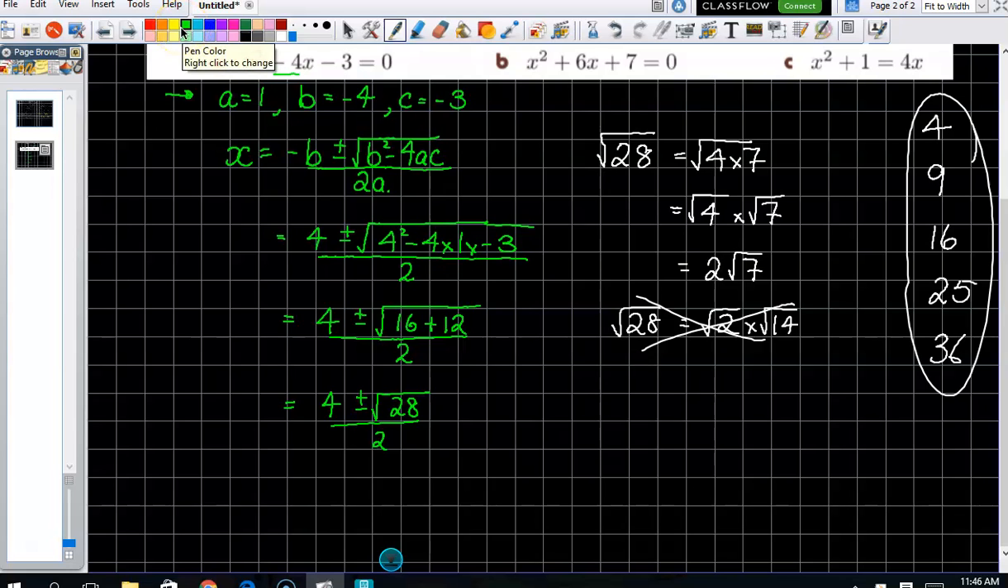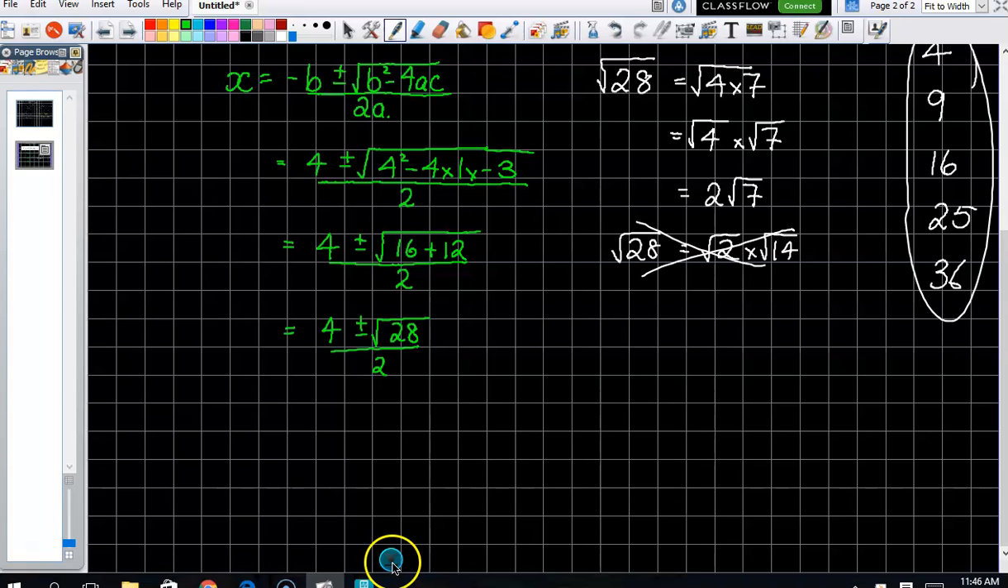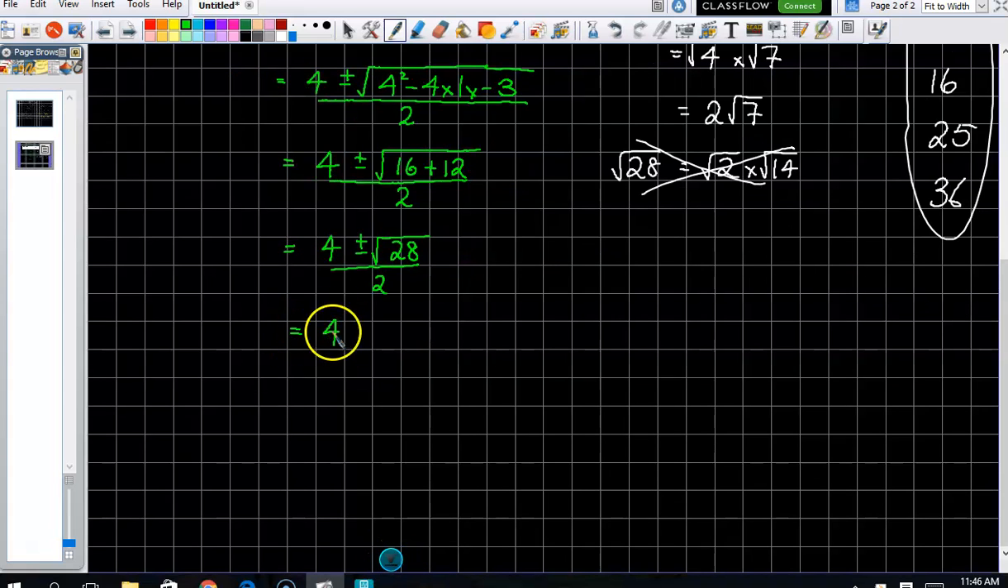All right, so this becomes 4 plus or minus 2 root 7 over 2. And now you can divide each term by 2, because 4 divided by 2 is 2, and 2 root 7 divided by 2 is 1 root 7. Yes? If this was in your calculator section, but it said show algebraically, well, there you go.